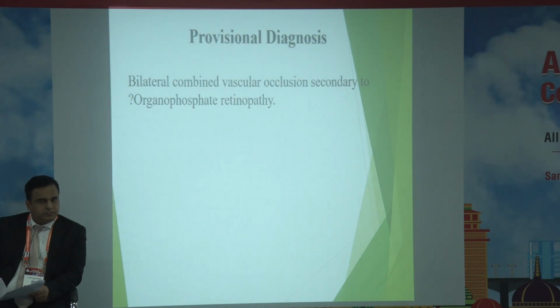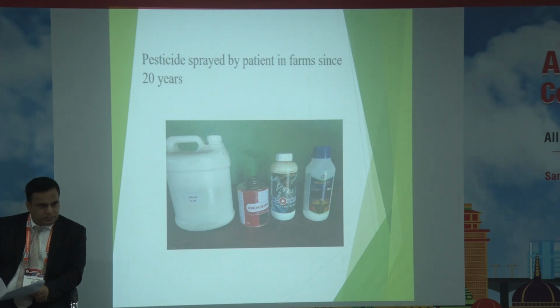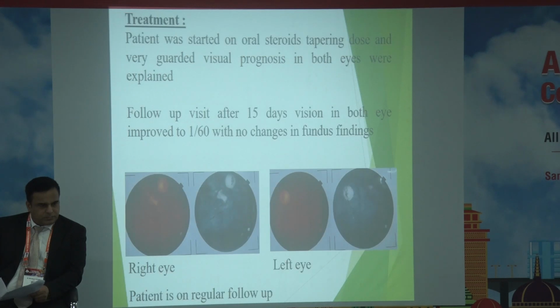A provisional diagnosis of bilateral combined vascular occlusion, probably secondary to organophosphate retinopathy, was made. The pesticide sprayed by the patient in farms for 20 years is shown here. For treatment, the patient was started on oral steroids with a tapering dose, and a very guarded visual prognosis in both eyes was explained. At follow-up after 15 days, vision in both eyes improved to 1/60 with no change in the fundus findings. The right eye and left eye fundus pictures are shown. The patient is on regular follow-up.